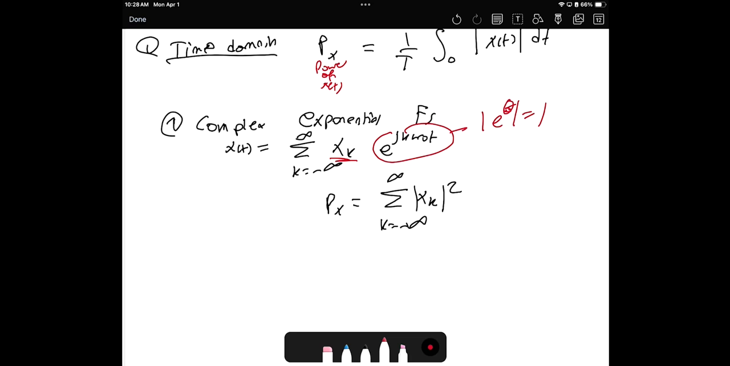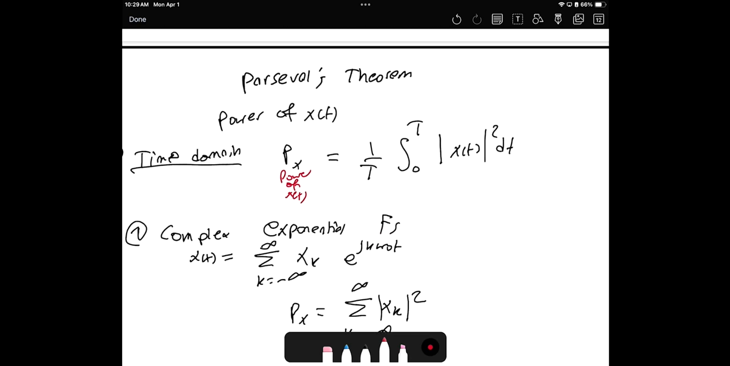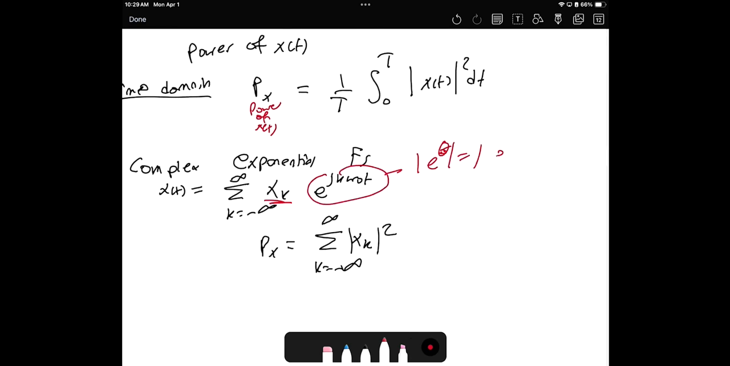The absolute value or the magnitude of e power j theta, whatever it is, every time it is 1. Why? e power j theta equals cosine theta plus j sine theta. The magnitude will be the square root of cosine squared theta plus sine squared theta, which is equal to 1. That's the proof.